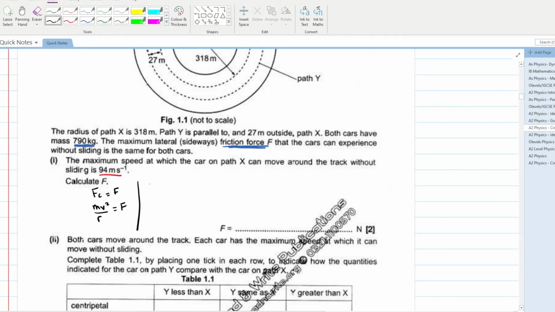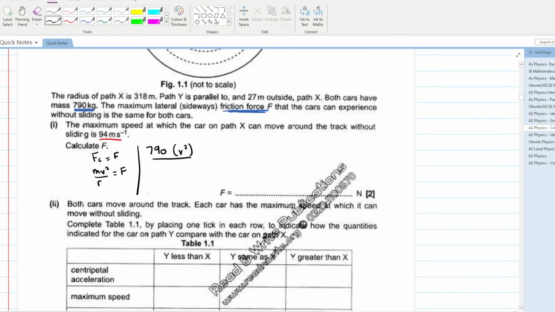m is the mass of the car, 790. v we have to calculate, put v squared here. What is the radius? The radius of the path is 318 meters. What will be the frictional force? Let's calculate that. v is also given to us, 94 squared. Let's calculate the frictional force: 790 into 94 squared divided by 318. This comes out to be 21951.